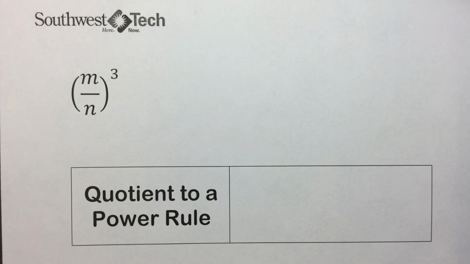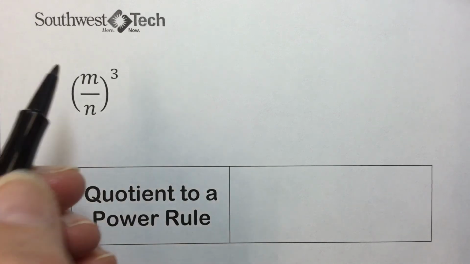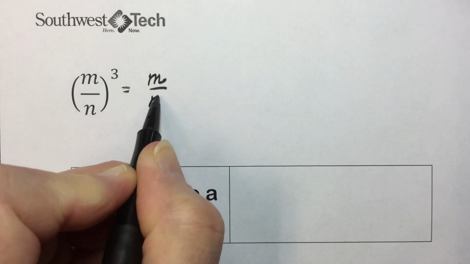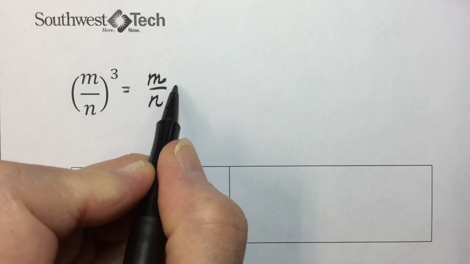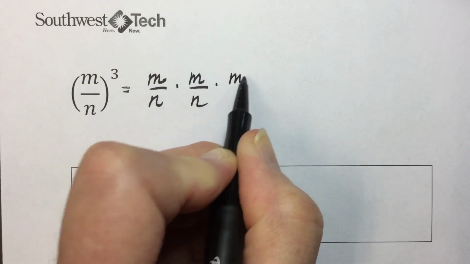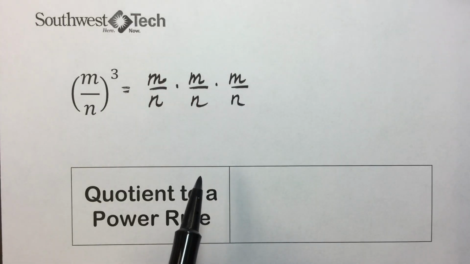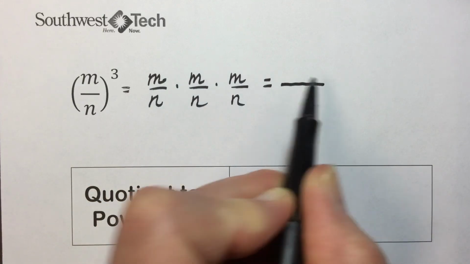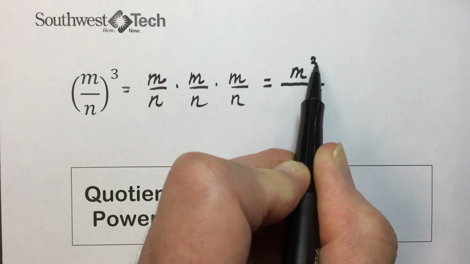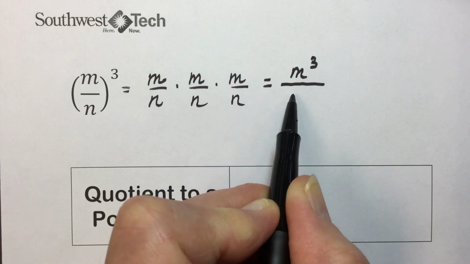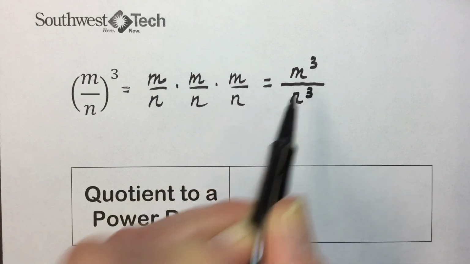When an expression inside parentheses is raised to a power, the inside expression is the base. So if we expand this, the base of m over n raised to the third power means we have m over n times m over n times m over n. Multiplying fractions together, we end up with m times m in the numerator, and in exponential form, that's m to the third. Multiplying in the denominator, n times n times n is n to the third power.